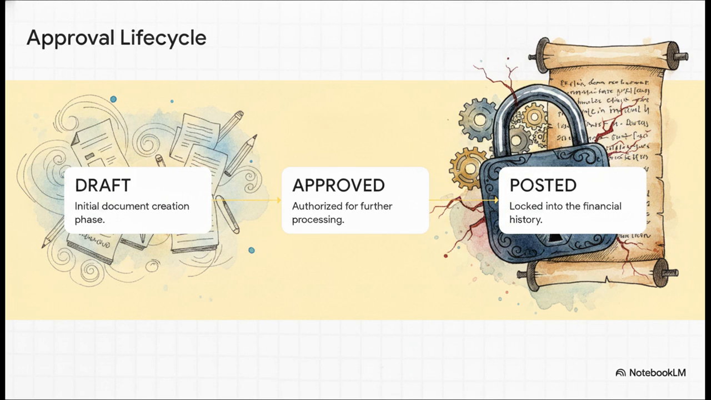And I have to point out, the system protects your financial integrity relentlessly. Say we need to process a customer return and create a credit note. Well, it has to follow this rigid approval lifecycle. Draft to approved to posted. And here is the real kicker. Once a financial document is posted, it absolutely cannot be edited, period. It is locked into the financial history, ensuring total audit compliance.